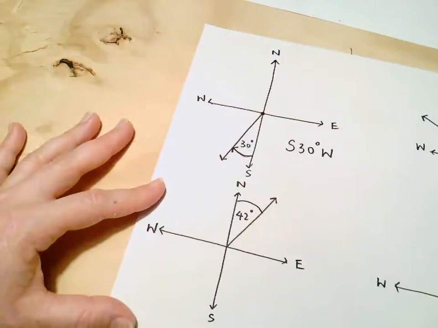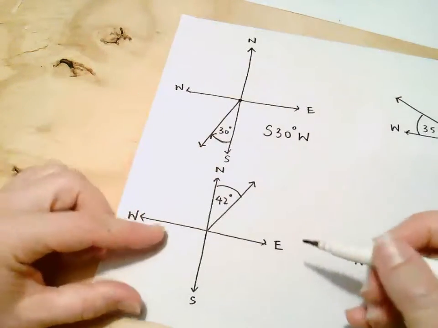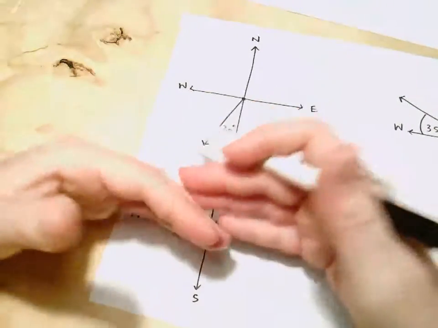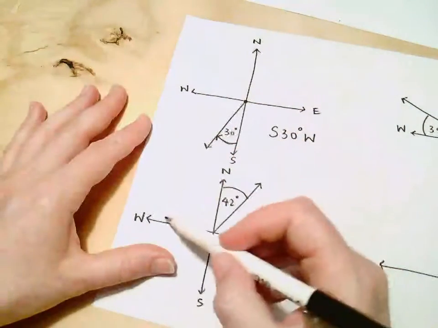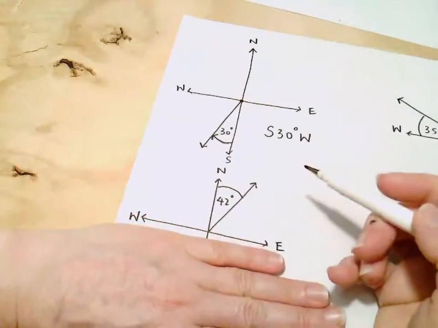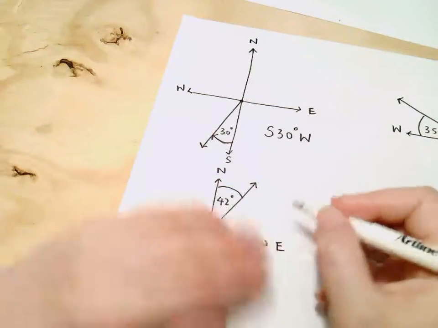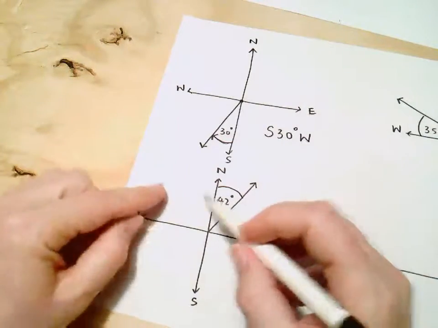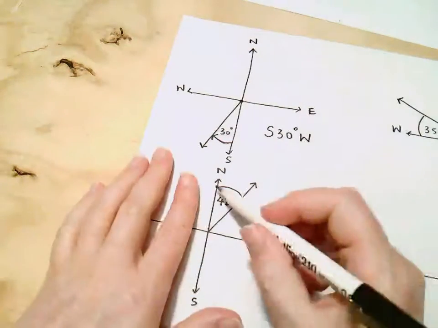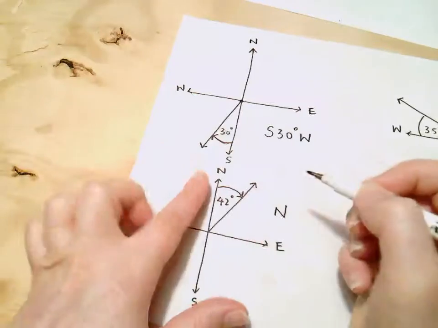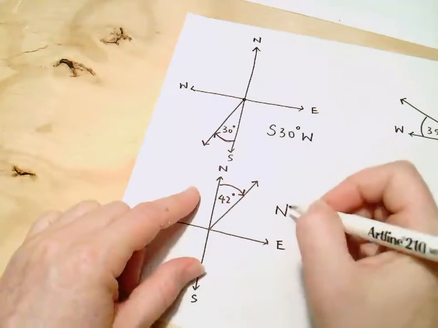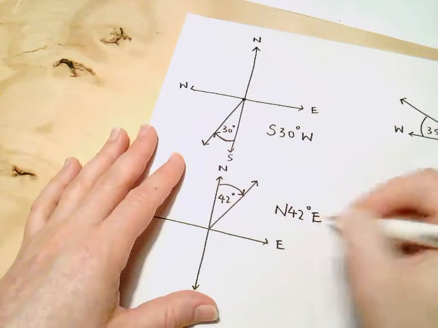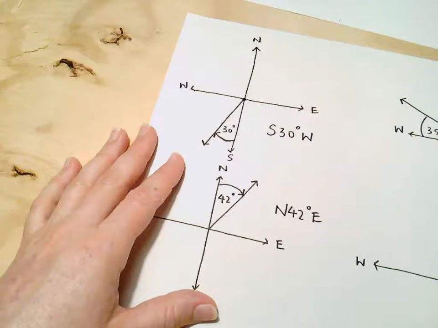Then I'd have a look at this one. Let's do a similar thing here. First of all, I ask myself, is it in the northern half or is it in the southern half? This one here is in the northern half of my compass, so this is going to be north. Now again, I have to say to myself, is it in the easterly or the westerly direction? Well, this one's in the easterly direction from north. And how far is it in the easterly direction? It's 42 degrees east. So this is how I'd write it.